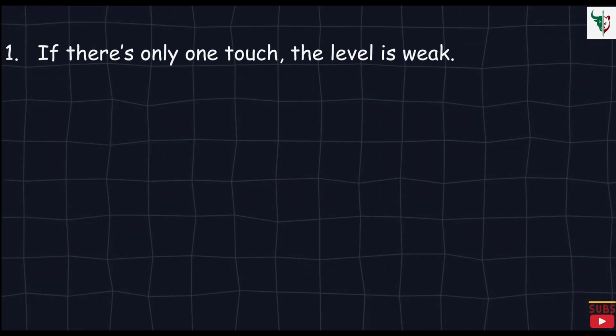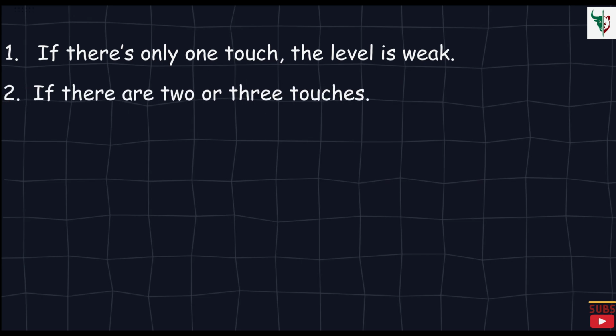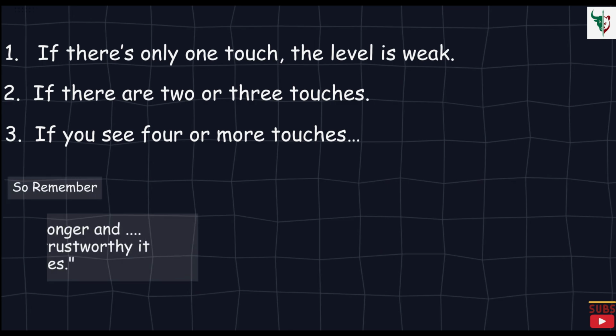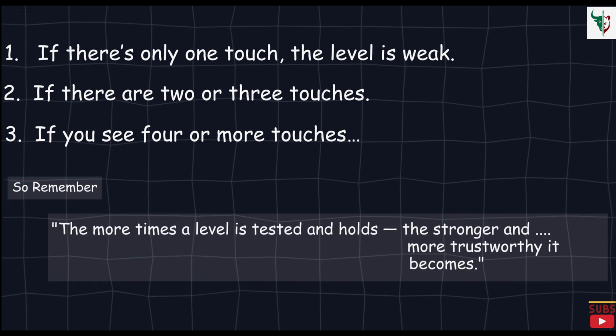Let me explain this clearly. If there's only one touch, the level is weak. It might work, or it might not. If there are 2 or 3 touches, it becomes reliable. Now it's safer to trade. And if you see 4 or more touches, that level is very strong. Professional traders trust it. So remember, the more times a level is tested and holds, the stronger and more trustworthy it becomes.